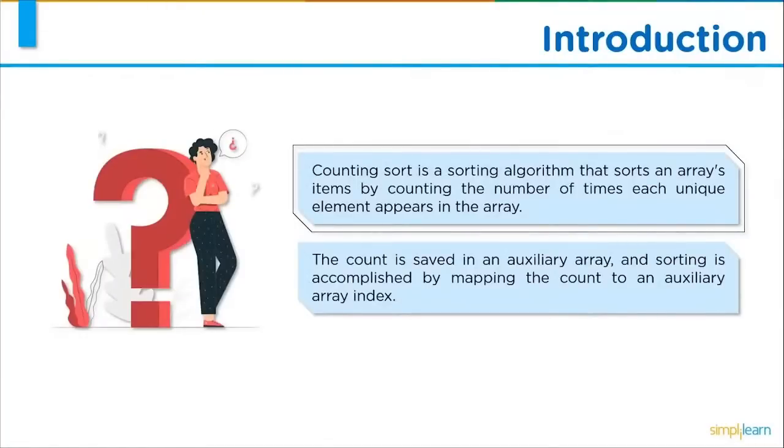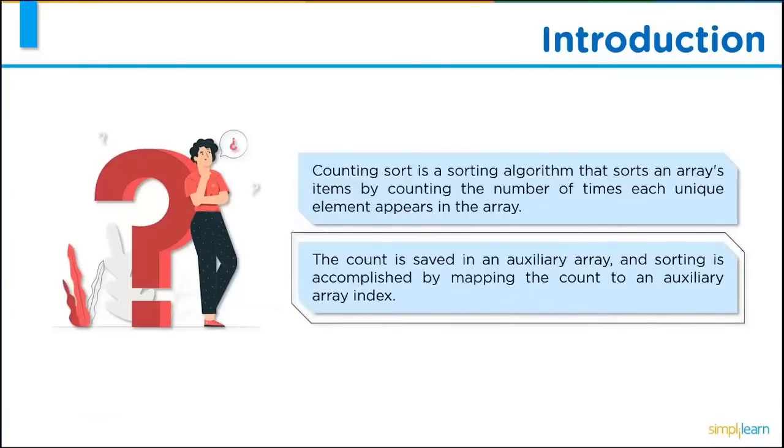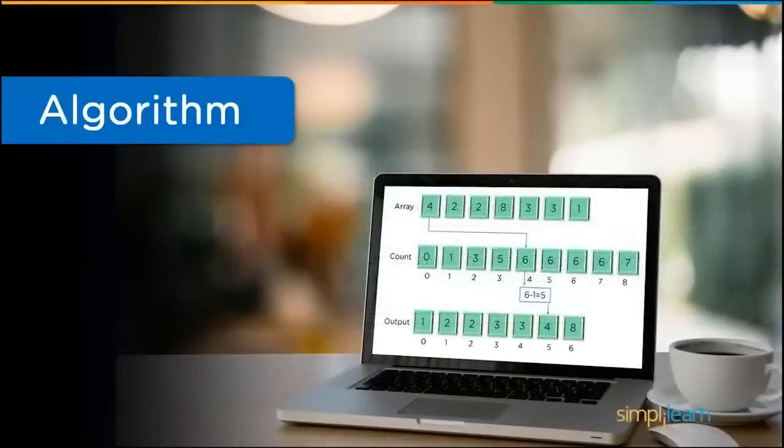Let's get started with an introduction to counting sort. Counting sort is a sorting algorithm that sorts the elements of an array by counting the number of occurrences of each unique element in the array. The count is stored in an auxiliary array, and the sorting is done by mapping the count as an index of that auxiliary array.